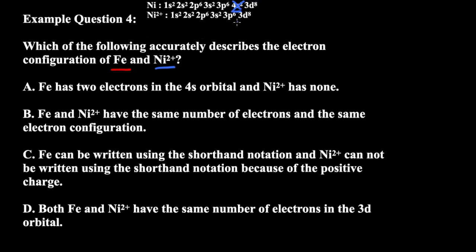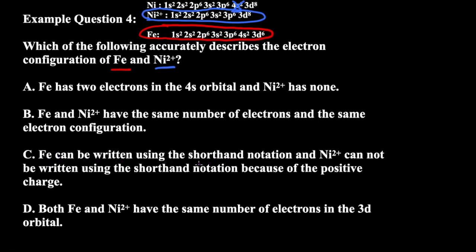And so what we want to do is compare this electron configuration with the electron configuration of Fe. And the electron configuration of Fe is going to look like this. So what we can do here is compare these 2 electron configurations and then look at the answer choices and see which one matches up. And if you look at C right here, it says that Fe can be written using the shorthand notation and Ni2+ cannot. Well, that's not true.